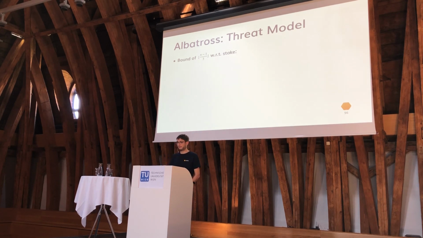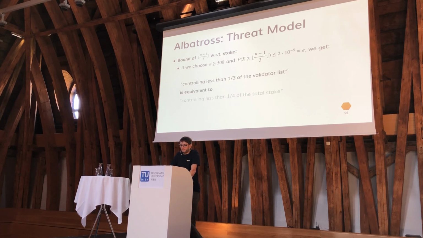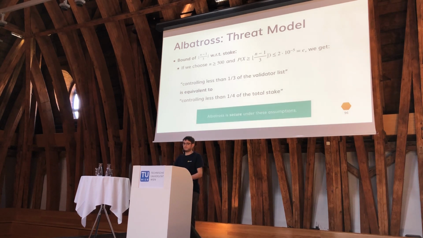And if we set negligible, for example, to something like 2 × 10^-5, but you can also insert other numbers, then you get other guarantees, and we say we have at least 500 validators, that would translate roughly to controlling less than 1/3 of the validator list, being equivalent to controlling less than 1/4 of the total stake. So from there you can say that Albatross is secure under these assumptions. So as long as these assumptions hold, our Albatross protocol can be secure.